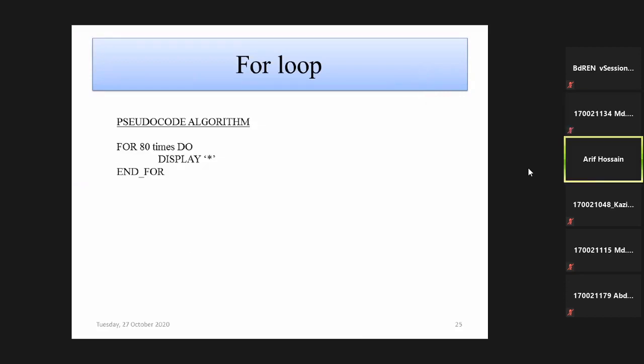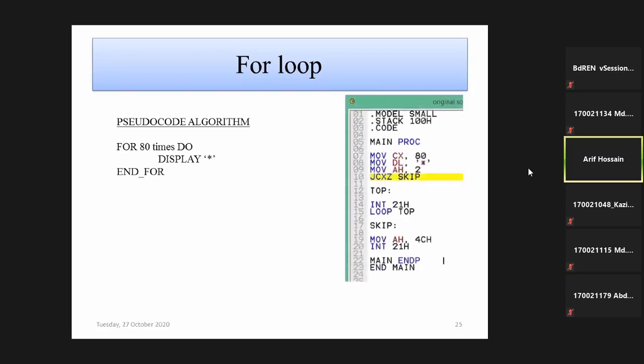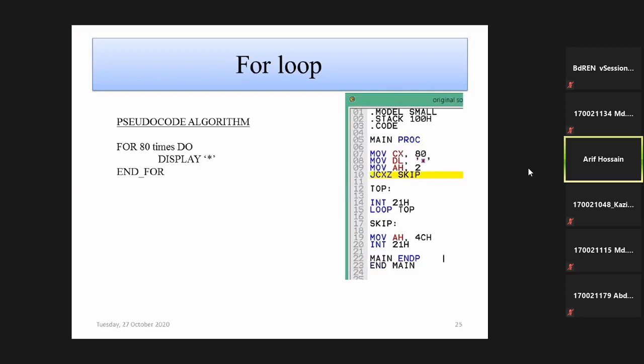Okay, let's take an example. This is a pseudocode of an algorithm. For 80 times do display asterisk and end for. That means for 80 times I need to display asterisk. As simple, I have to print 80 stars. This is the code in your actual assembly language. Go through the code and tell me which portion you did not understand, except line 10.